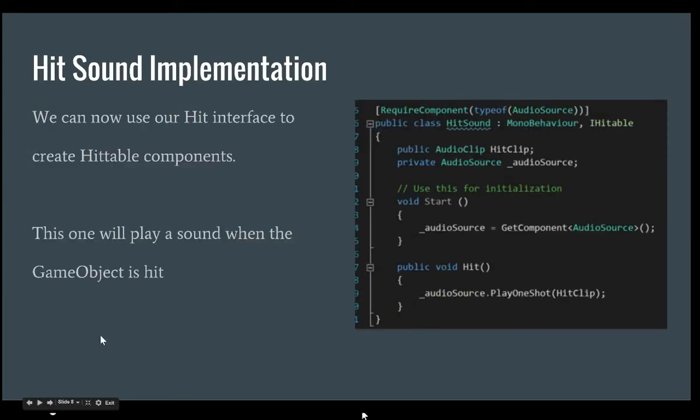So how might we implement this very simple interface, iHittable? Well, one idea is that maybe we want these objects to make a noise when they're hit, like the car does. What I can do is implement that iHittable interface with a component. I can create a component called hitSound, implement iHittable, and when it gets hit, play some sound. An audio clip is just a noise, a sound, and when it gets hit, I want it to play that noise. So that's pretty simple.